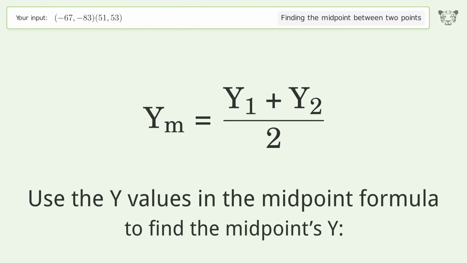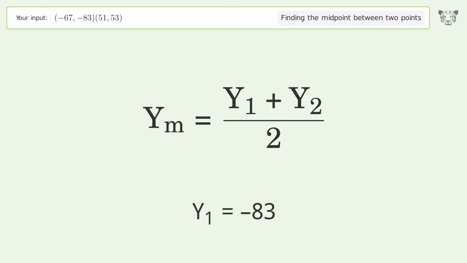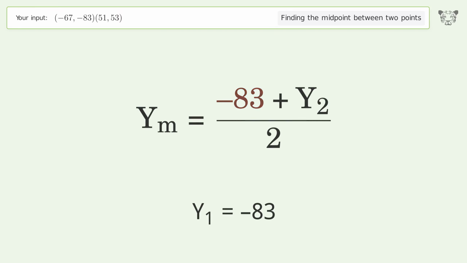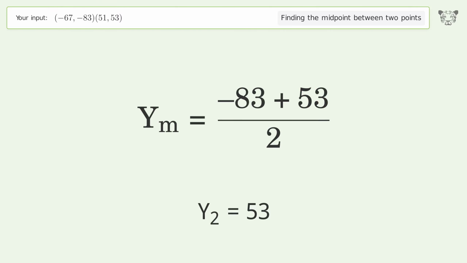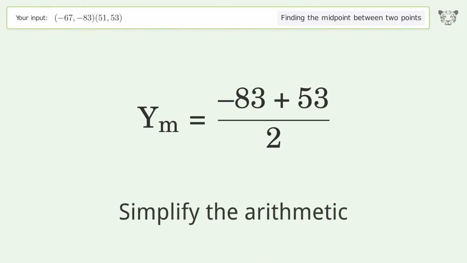Use the y values in the midpoint formula to find the midpoint's y. y1 equals -83. y2 equals 53. Simplify the arithmetic.